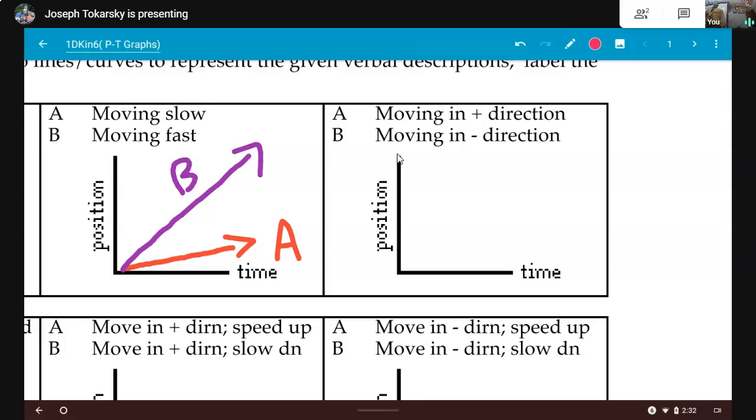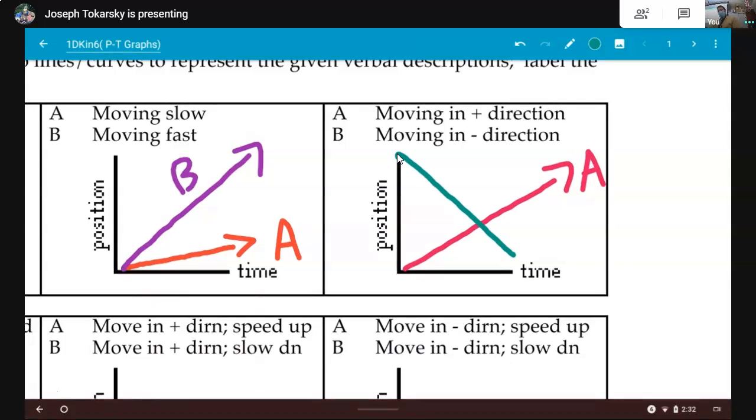But if I move in the positive direction, that means I move towards numbers getting more positive. Where do numbers get more positive? As I sweep upward, right? So any graph that moves upward, so let's say something like this, would satisfy that. That's an example of moving in the positive direction. Therefore, moving in the negative direction would be something like this, right?